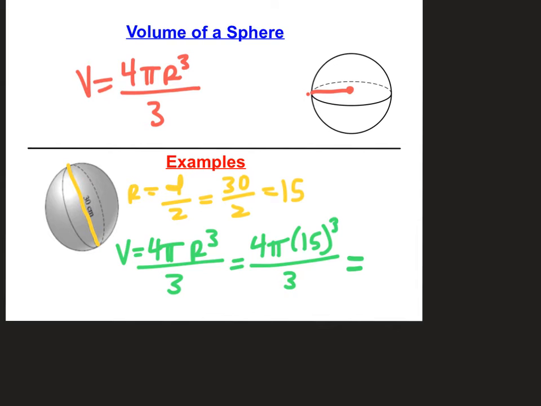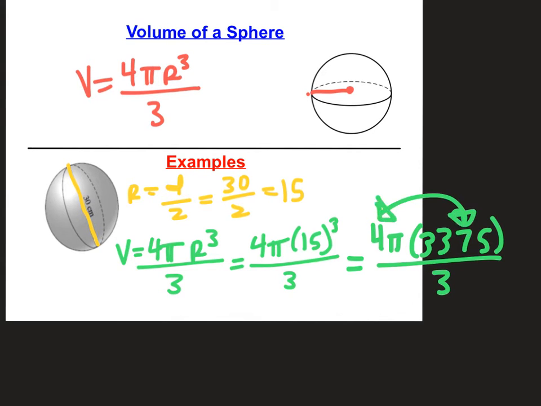Alright, I'm going to start by cubing 15. I do 15 to the power of 3, and I get 3,375. So we have 4 pi times 3,375, all divided by 3. Again, I'm going to do 4 times 3,375. Again, I'm multiplying my two numbers on the top, so these two I'm just multiplying together. When I do that, I will have 13,500 pi, and again, that's all divided by 3.